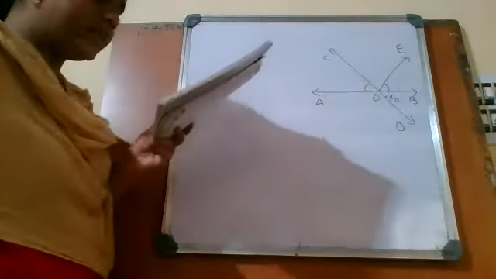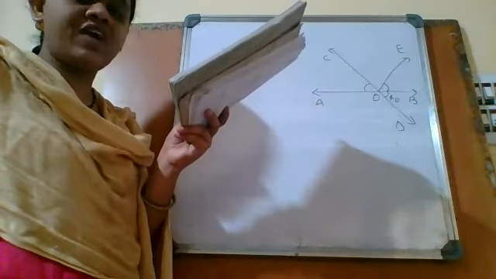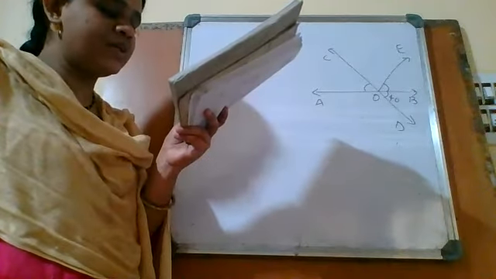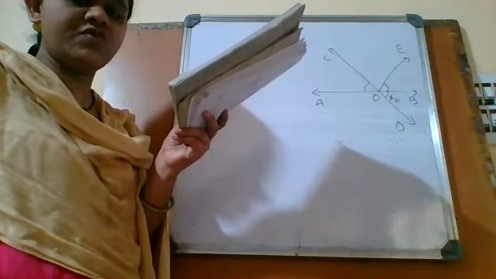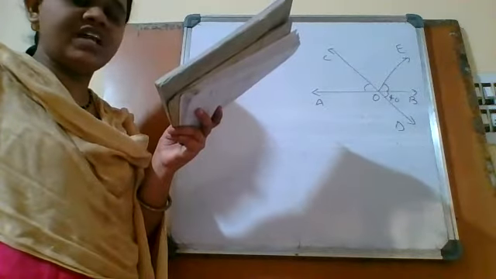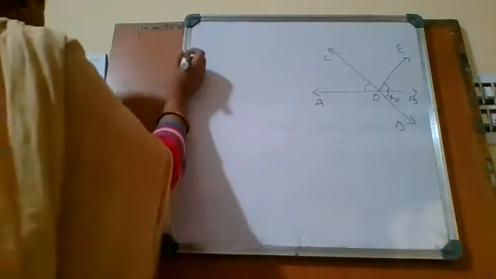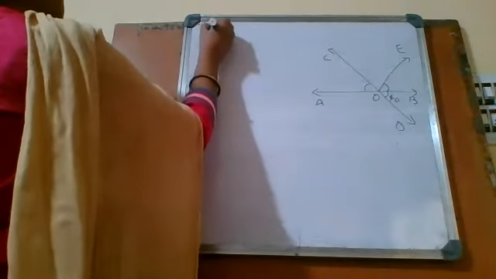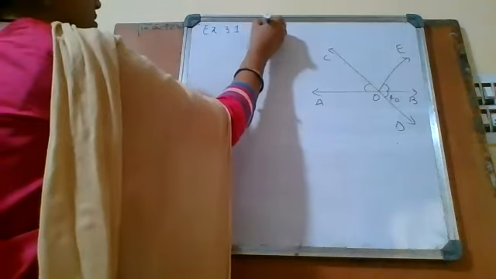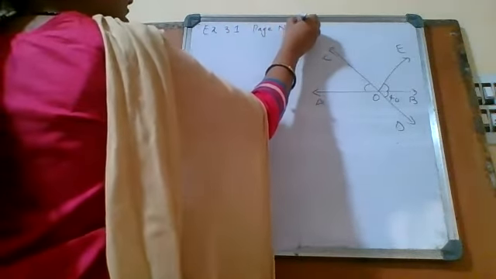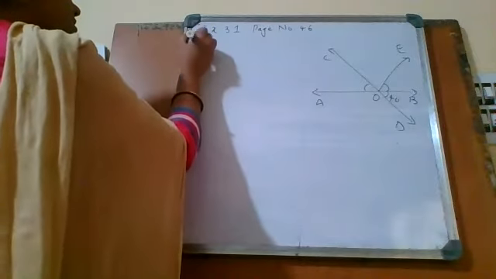Once again I'm reading the question. Lines AB and CD intersect at point O. If angle AOC plus angle BOE is equal to 70 degrees and BOD is equal to 40 degrees, find BOE and reflex COE. Exercise 3.1, page number 46.